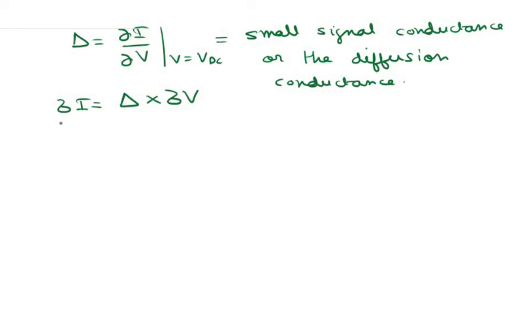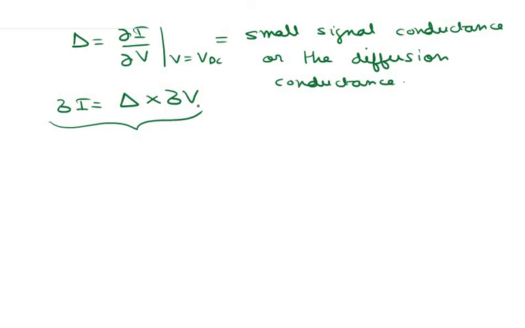Note that this equation gives me no information about IDC, or the DC component of the current. I only get information about a small increase in the current with a small increase in the voltage. So this equation doesn't give me any information about the DC component of the current, or how much DC current is flowing through the diode.